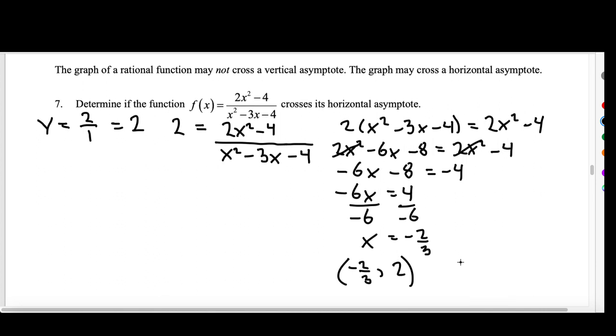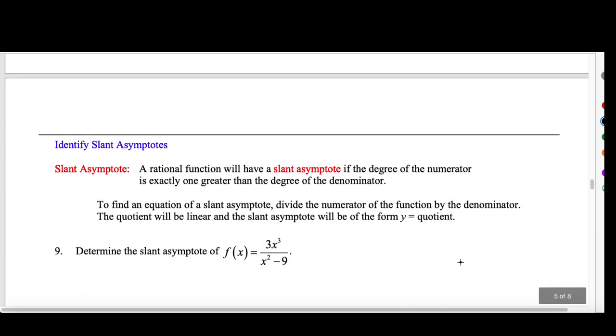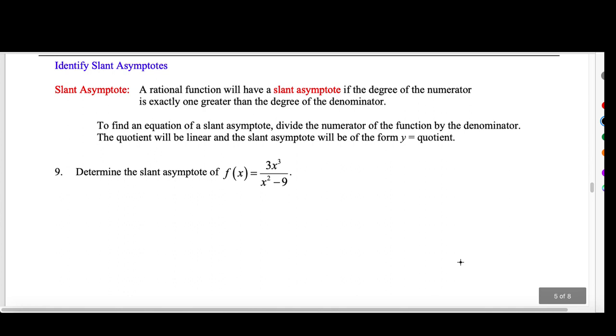There is one other kind of asymptote that we have not yet talked about. We've covered horizontal and vertical asymptotes, but it is also possible for a function to have an asymptote that is slanted or angled, right? That's neither horizontal nor vertical.